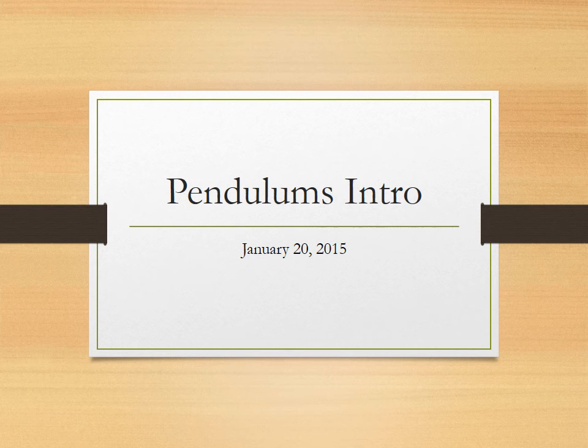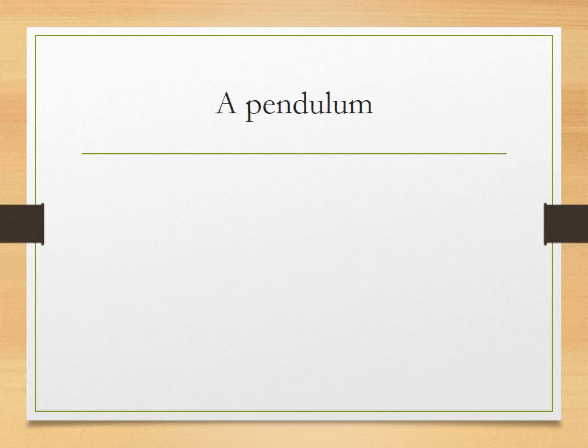Introduction to pendulums. Okay, so here's a pendulum. This is going to be the pivot point. It's not really part of the pendulum, but a pendulum has to swing from something. And then there's a string or a rod. And at the bottom, there's what we call a pendulum bob.